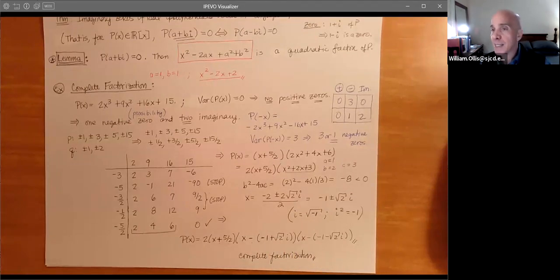Again, the complete linearization or complete factorization of the polynomial is always possible. Sometimes it's just very difficult to write. And just remember that when you're asked to do it in this class, you will be able to do it.